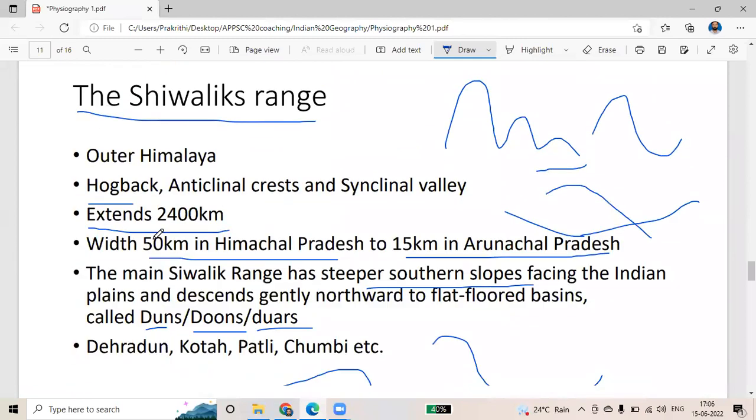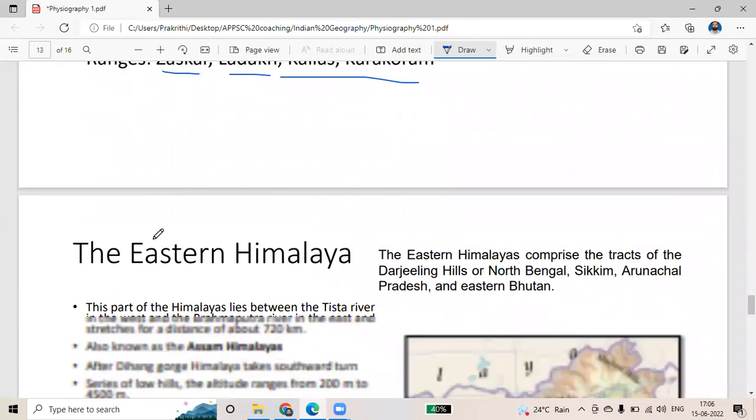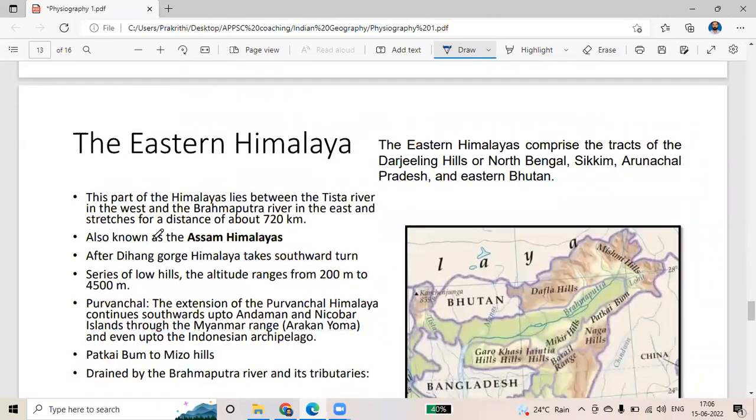Then comes the Eastern Himalaya. This is relevant for us because actually when we say about the Himalayas, when we say Arunachal Pradesh is Himalaya, actually it comes in the Eastern Himalayan region. It consists of the tracts of Darjeeling.